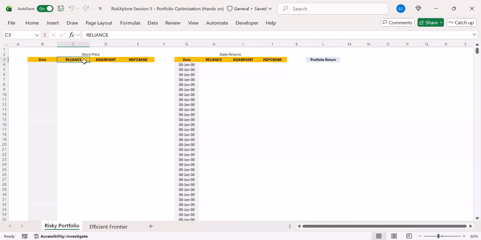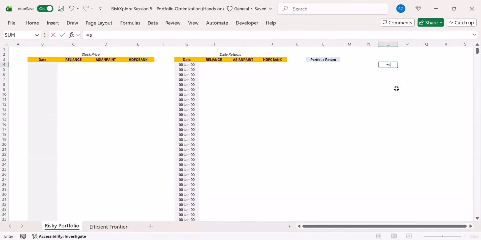Let's say we have these three stocks in our portfolio, and for each of these stocks we would like to have the historical stock prices data. Now how to get that? One way is that we could go to Yahoo Finance and download each of them one by one. The other way is that we can use the stock history function in Excel to fetch the historical stock prices for each of these stocks. Now how can we do that? So let's do that here.